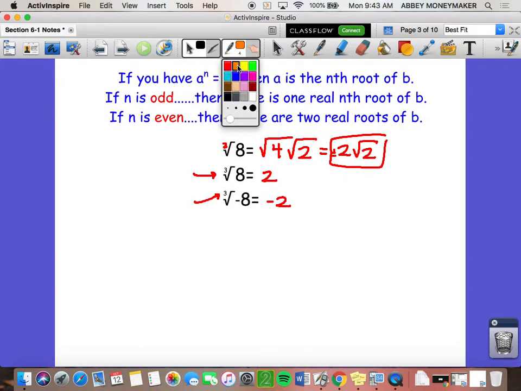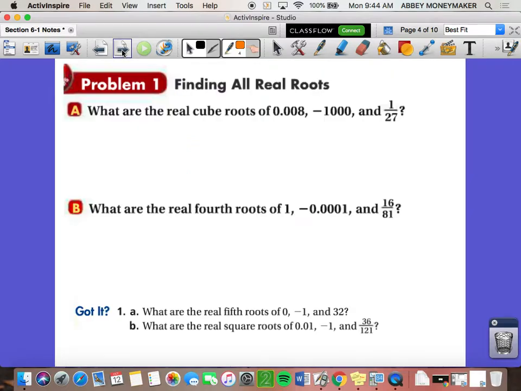And as you saw in the video, I remembered I needed the plus or minus here because that was an even index. So anytime you have an odd index, there's only one real solution. If your index is even, you're going to look for 2 solutions. Hopefully they are both real.